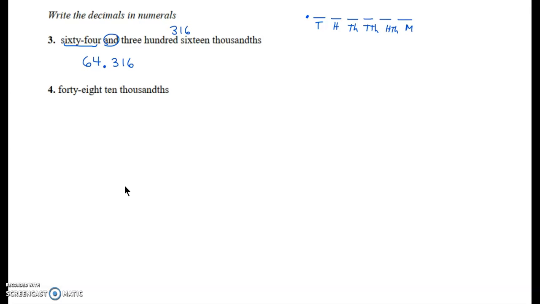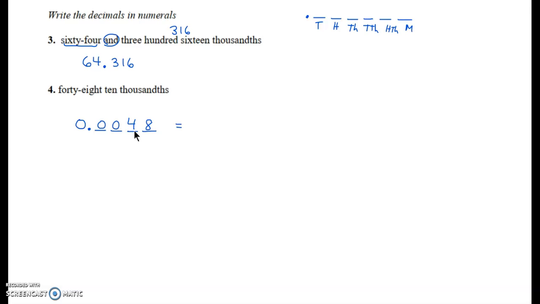For number 4, we have 48 10,000ths. So now we have to be careful. We don't see "and," so we know that there's no whole number. There's our decimal, 48 10,000ths. Well, here's my tenth, hundredth, thousandth, 10,000th. Fourth position is where I have to end up, but I only have 48. So the 48 is going to go here, and I'm going to fill in with 2 zeros.